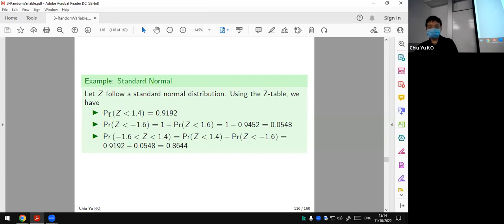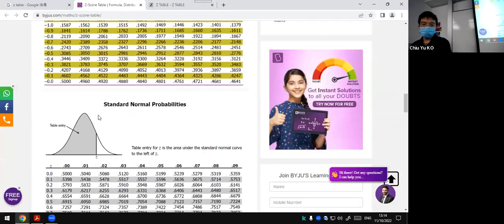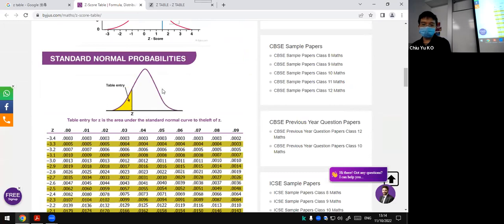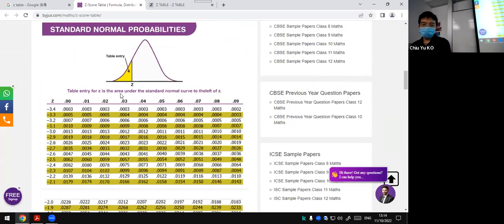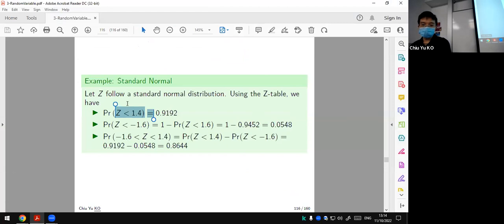So for this one, let me show you how we can look at this number. A Z table, less than 1.4. So let's see here. Let's use this one because this is exactly what we want. And less than 1.4, actually we don't because we need to rely on this thing. So let's see how we do that.